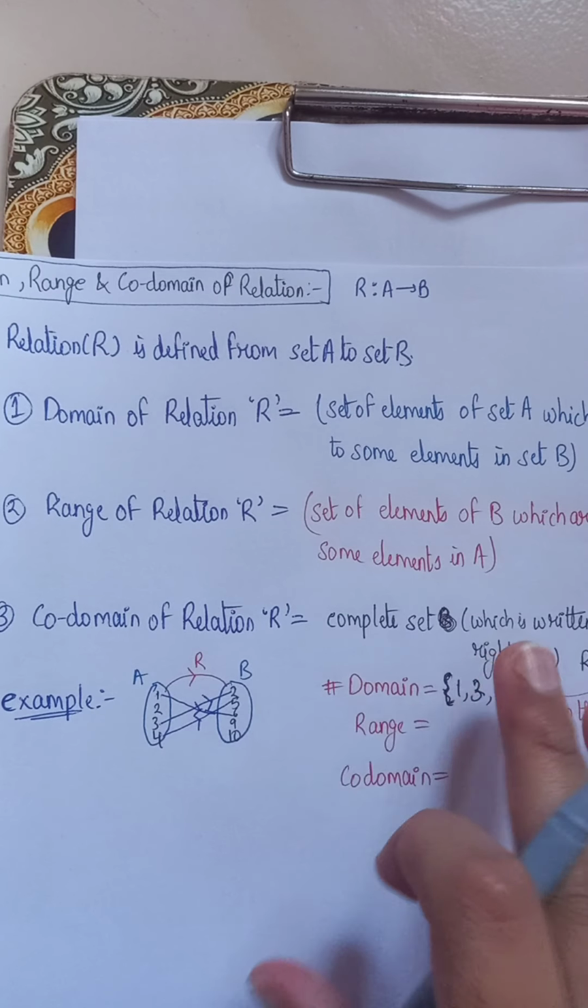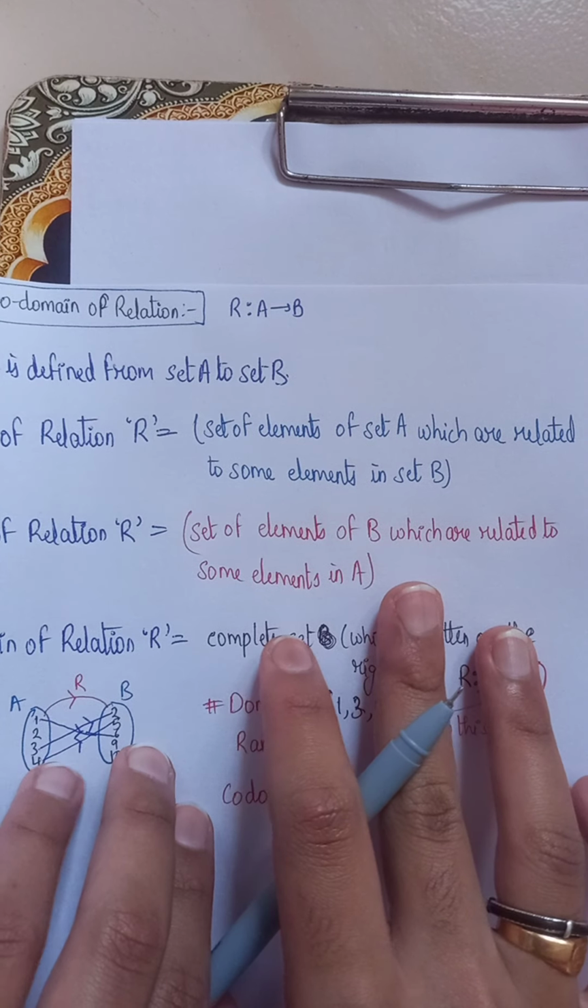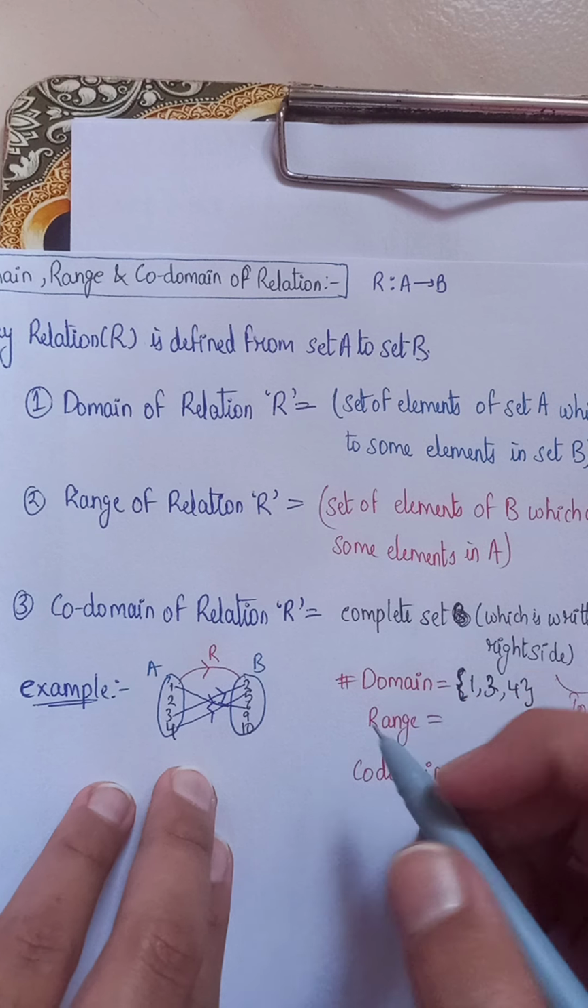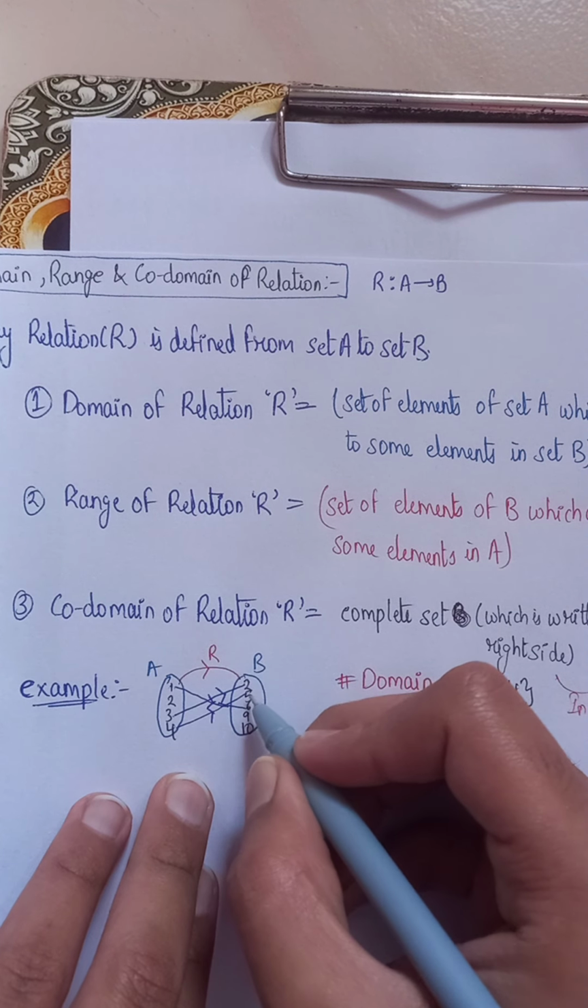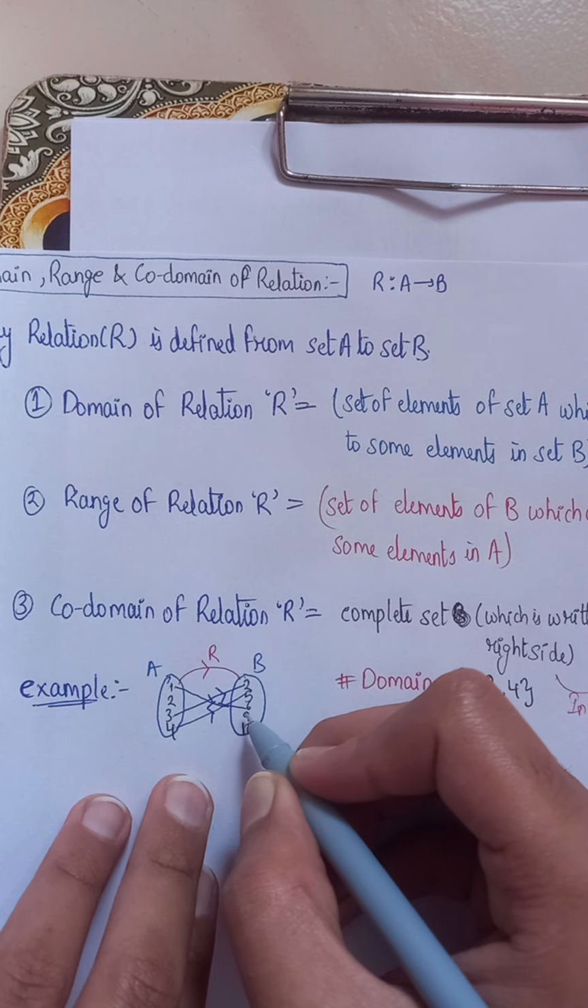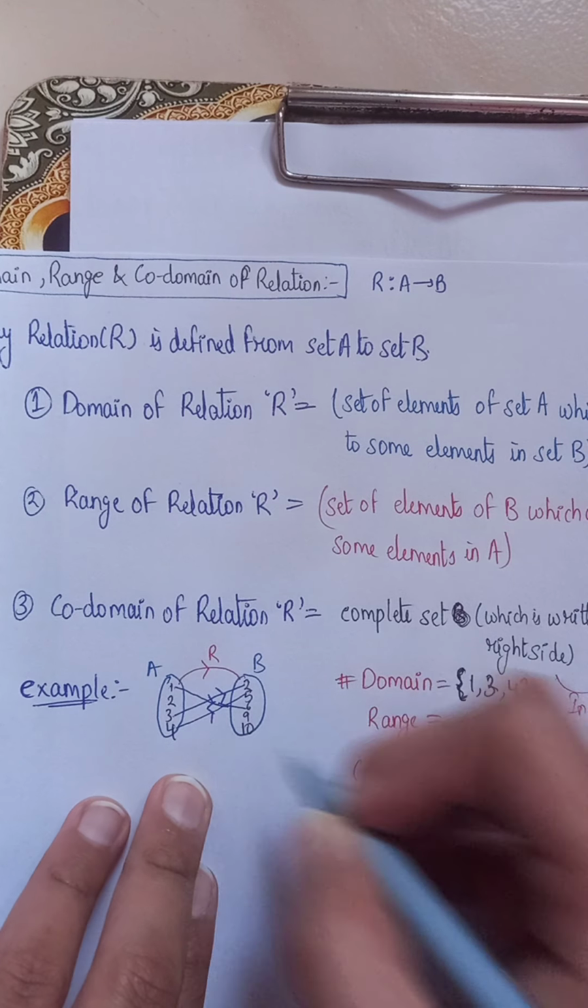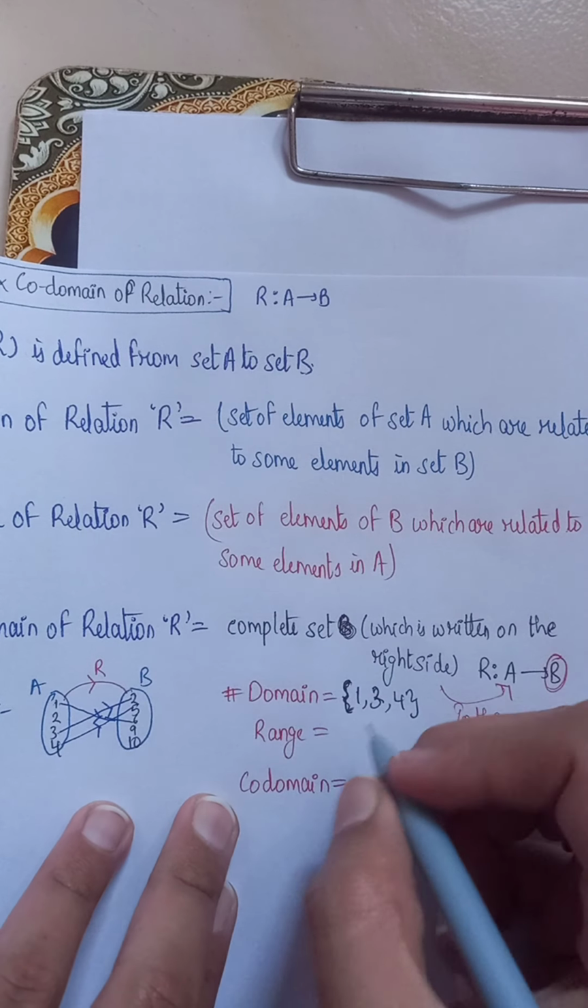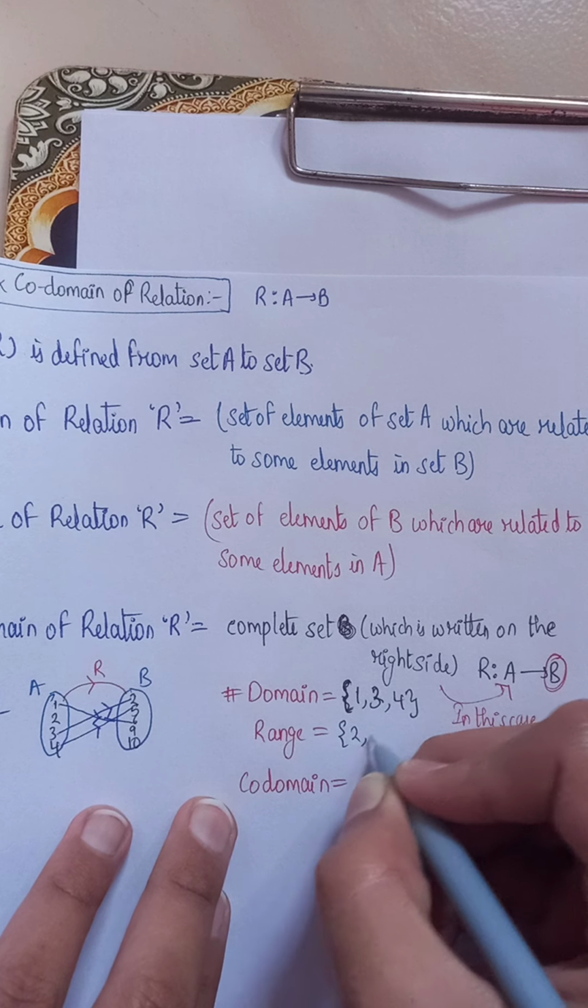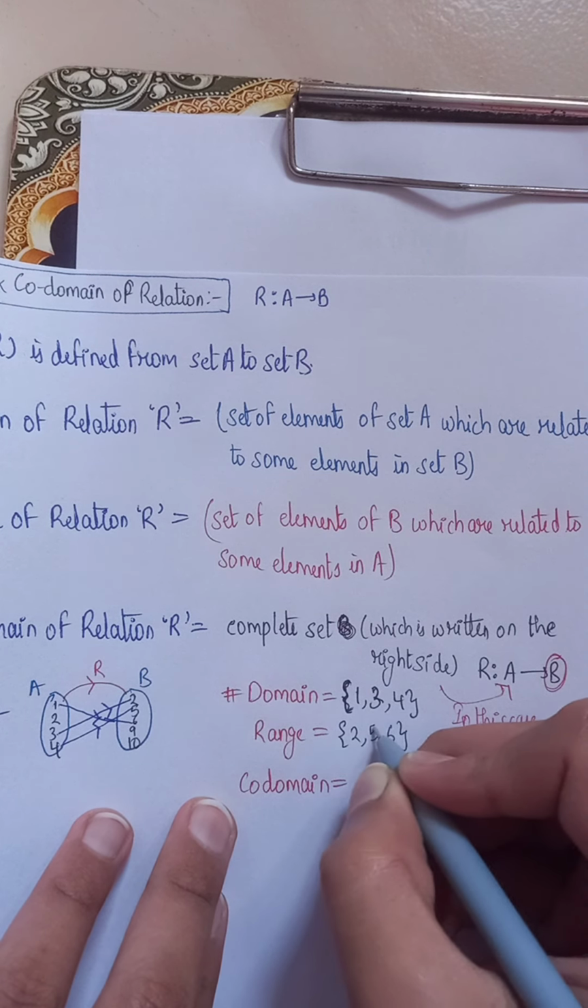What about range? Range is the set of elements of B which are related to some elements in A. What are the elements in B which are related? 2, 5 and 6. So the range of this relation is 2, 5 and 6.